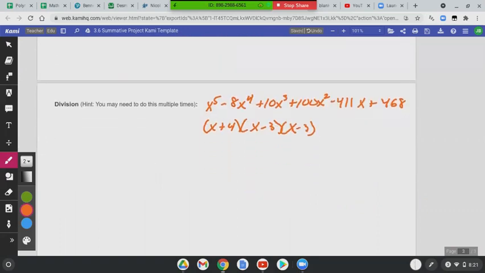And I'm going to do this by doing repeated synthetic division. Okay. So it doesn't matter which term we start off with. I'll just start off with -4. Okay. So if x plus 4 is my factor, I want the root. And so now I take the coefficients from my equation. 1, -8, 10, 100, -411, and 468.